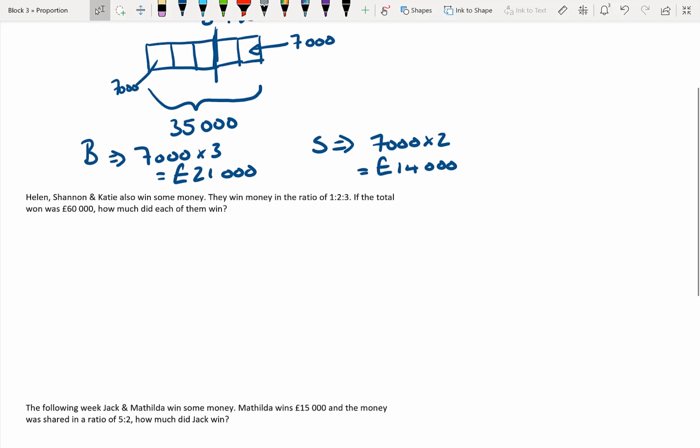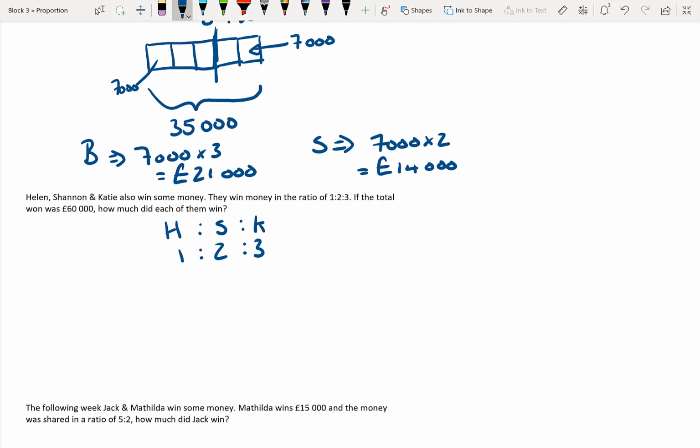So, moving on to the next example, Helen, Shannon and Katie, they also win some money. And again, you're going to find all these examples about money because this is the most common thing that we'll ask you to do this ratio with. So they win some money in the ratio of 1 to 2 to 3. So we've got Helen to Shannon to Katie, 1 to 2 to 3. And so this example is going to be almost identical, only now we've got an extra person, we've got an extra bit. Okay, but it works in exactly the same way.